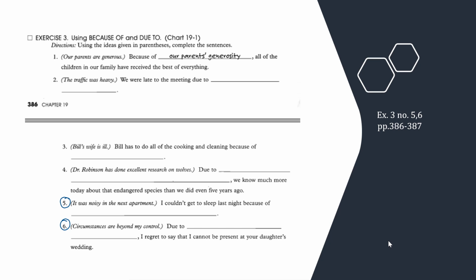Due to circumstances that are beyond my control is actually an adjective clause describing circumstances. It is already correct, but if you drop the relative clause and to be, it's okay. Due to circumstances beyond my control, I regret to say that I cannot be present at your daughter's wedding.